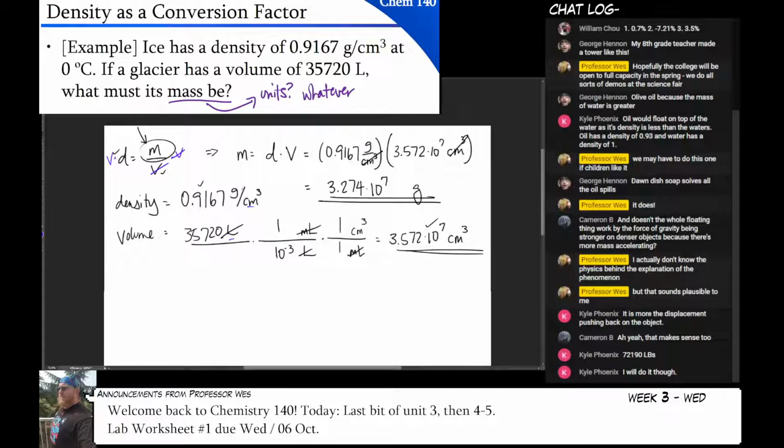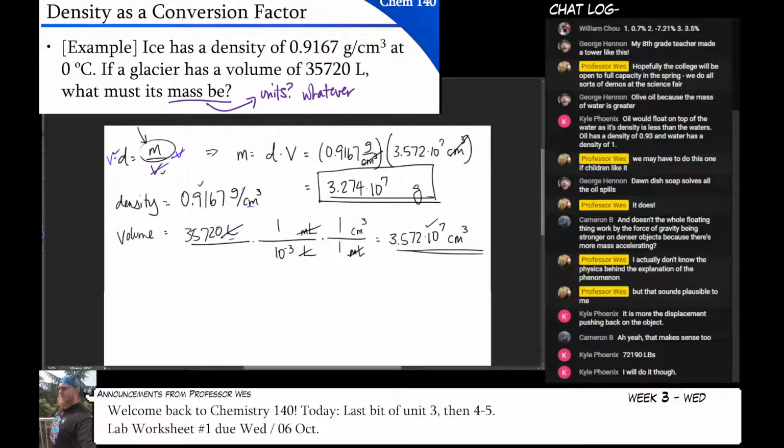And yeah, if you divide my answer by 400, I think it's 454, you should get your answer in pounds. In fact, if I do it on the calculator, I get 72,000 something. Yeah, it's close enough. 453 point something. I don't know. All right, so there's the mass of our glacier in grams.